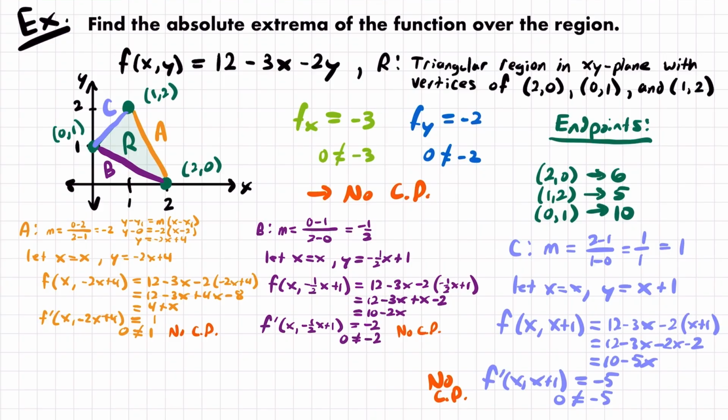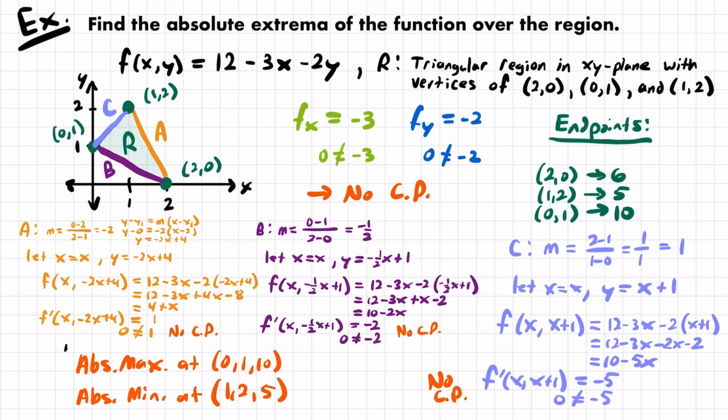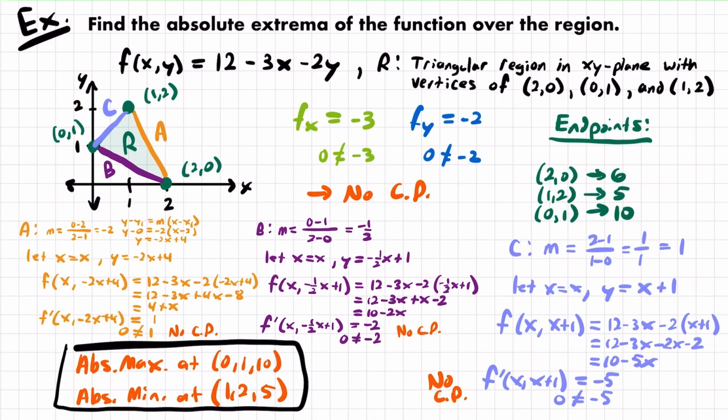So just look for the biggest value of z and the smallest value of z, and those points will be the absolute maximum and minimum. And so in this case, 10 is the biggest value of z I see here, so that point will be the absolute maximum, and 5 is the smallest value of z that I see, and so this point will be the absolute minimum. And so let's write that out. My final answer here is that there is an absolute max at the point 0, 1, 10, and an absolute minimum at the point 1, 2, 5. All right, that is my final answer to this example.